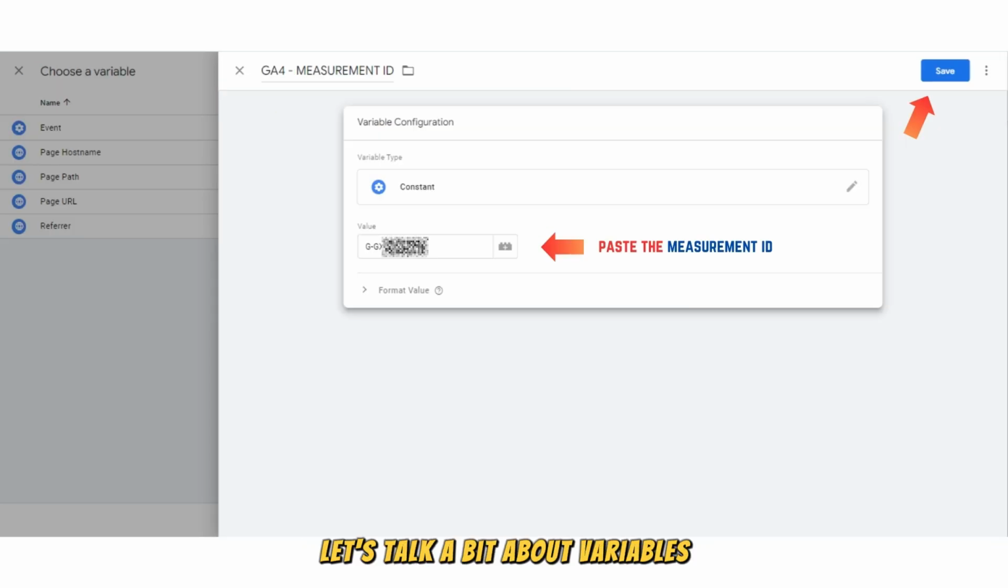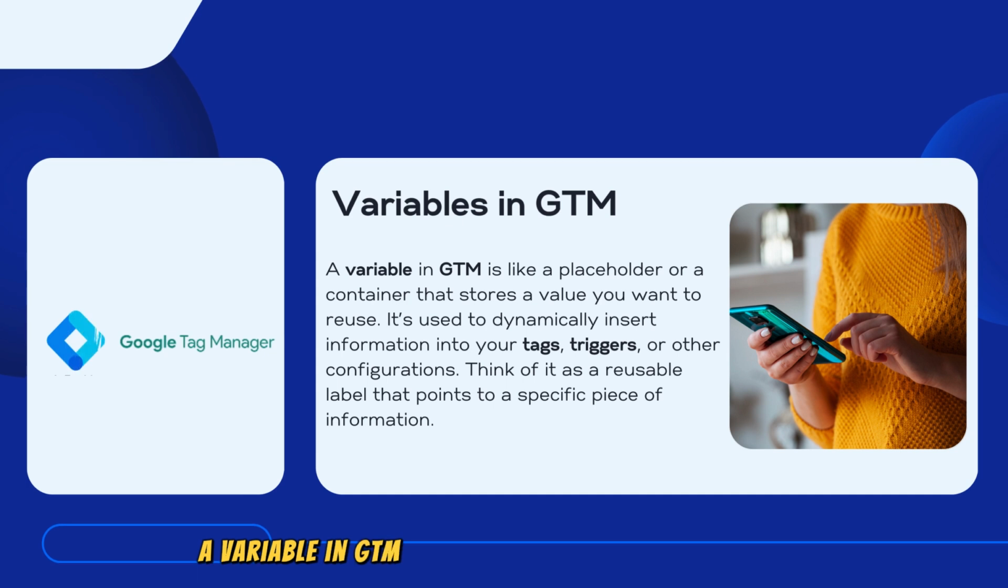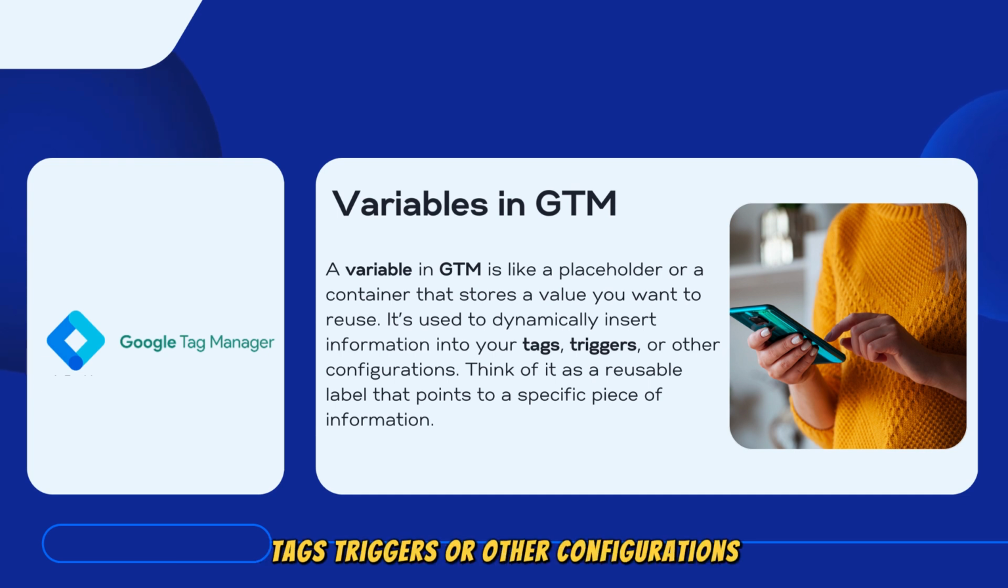Let's talk a bit about variables. A variable in GTM is like a placeholder or a container that stores a value you want to reuse. It's used to dynamically insert information into your tags, triggers, or other configurations. Think of it as a reusable label that points to a specific piece of information.